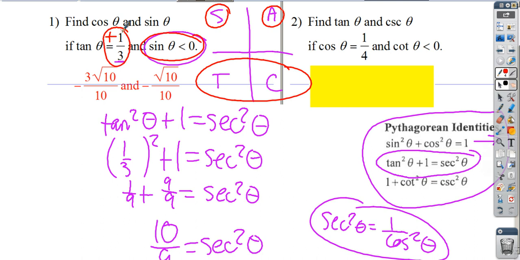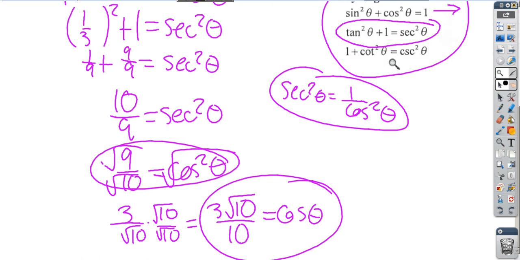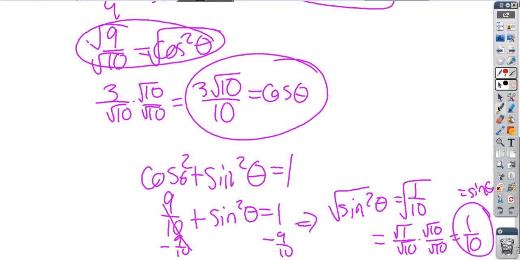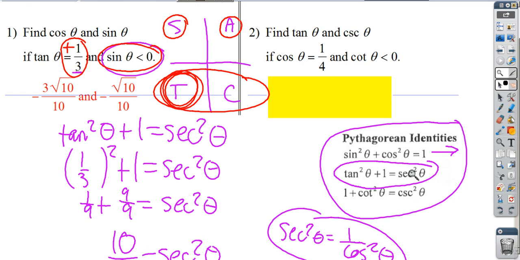Tangent is positive, and out of quadrants 3 and 4, only in quadrant 3 is tangent positive. So in that quadrant, sine is negative, and so is cosine. So that means we just have to fix one thing. Cosine would be negative, and sine would be negative too. That's why they have both of those showing up as negative.